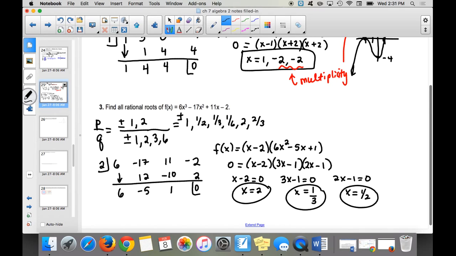Is this making sense? If it didn't factor, then we would do the quadratic formula. Maybe we have i answers or square root answers, right? We could have that as well.